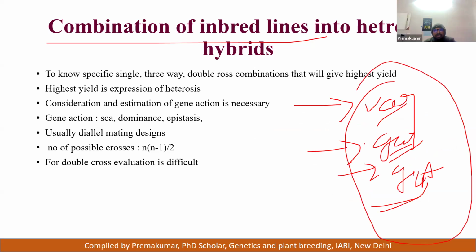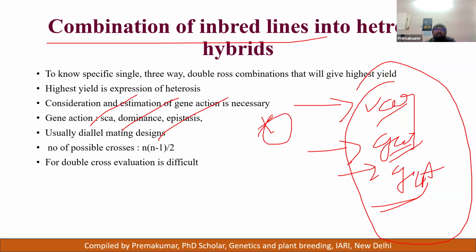Based on this, we are evaluating in which possible crosses have maximum non-additive genetic variance, having dominance variance, and which lines have high SCA, which lines have high GCA. Based on that, we select the lines which have high SCA, high dominance, high epistasis. Like that, we are evaluating the inbreds, making crosses in a particular mating design, then estimating the variances. Based on the variance effect, we are choosing the inbred lines.